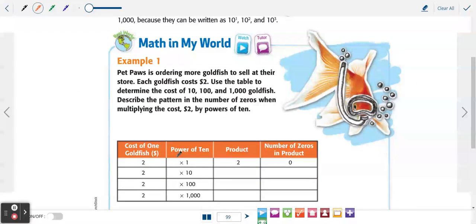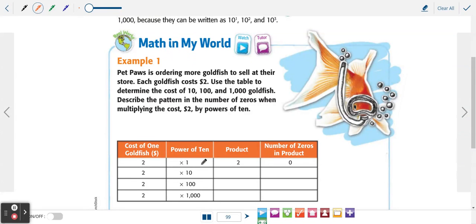Example 1. Pet Paws is ordering more goldfish to sell at their store. Each goldfish costs $2. Use the table to determine the cost of 10, 100, and 1000 goldfish. Describe the pattern in the number of zeros when multiplying the cost $2 by powers of 10. So we have the cost of one goldfish is always $2.